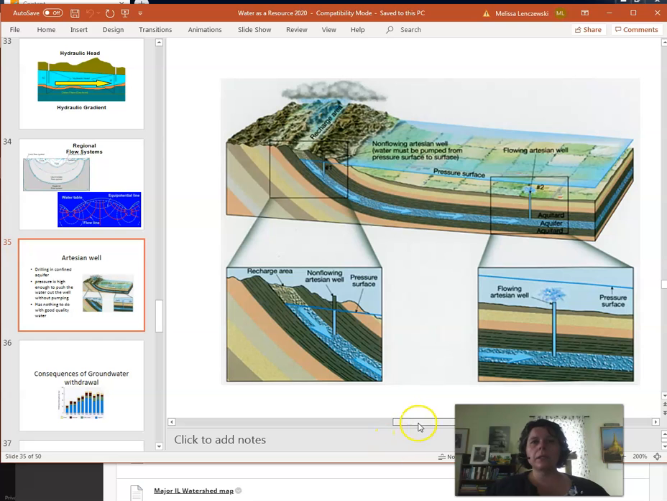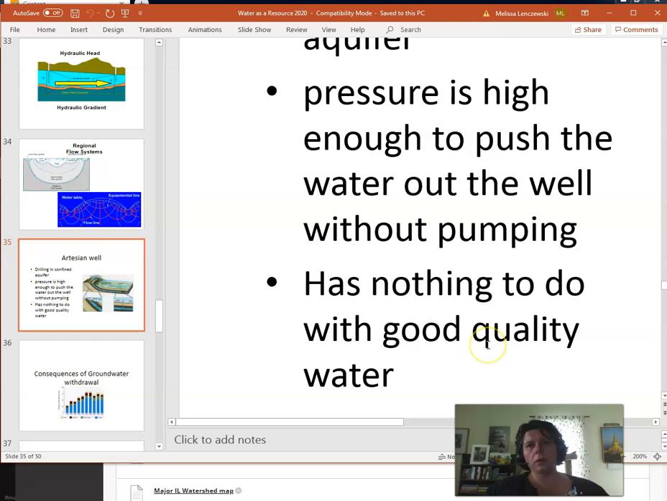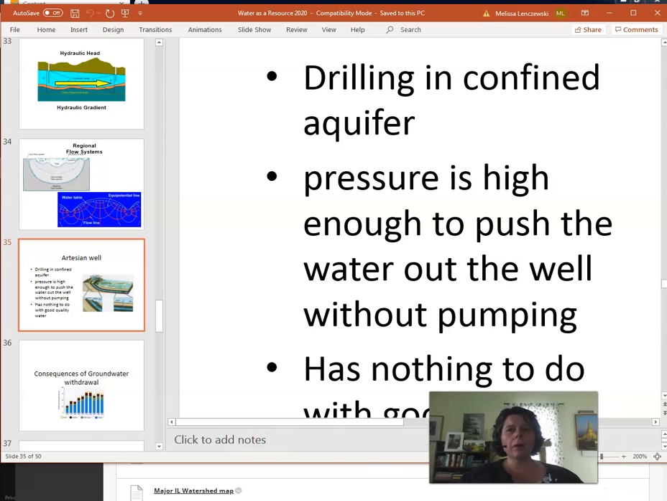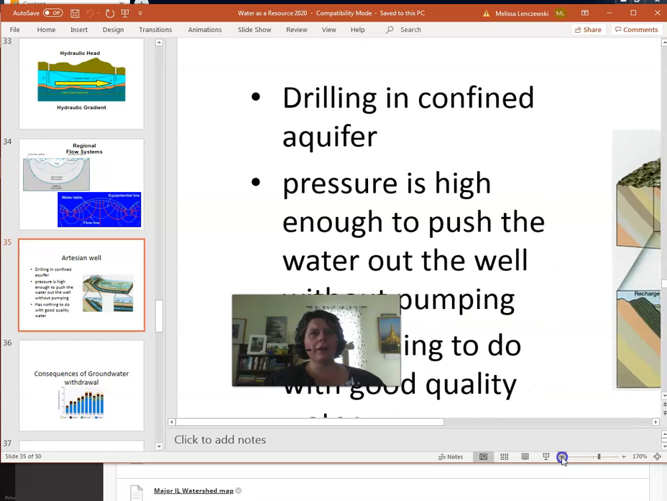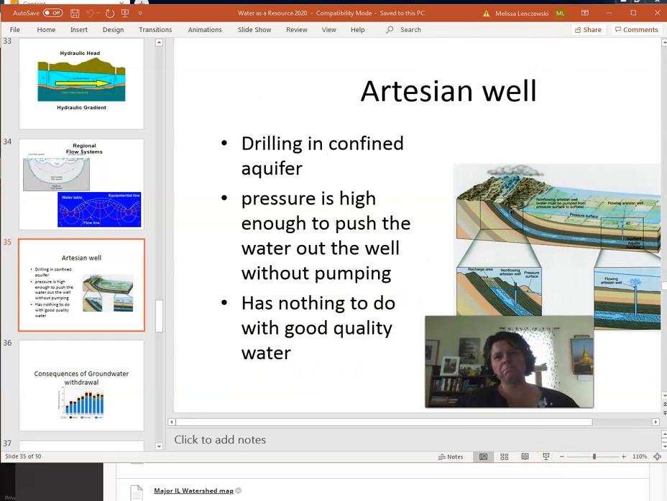So does artesian water mean that the water quality is great? It has nothing to do with water quality. It just means that the water comes out of it without pumping. So when we talk about water bottles, are we actually talking about water that's good quality when it says artesian? No. When it says spring water, what does that mean? It just means the water discharges out from the ground.